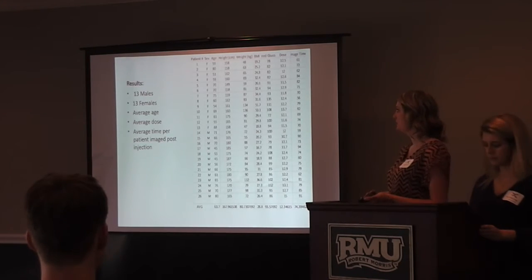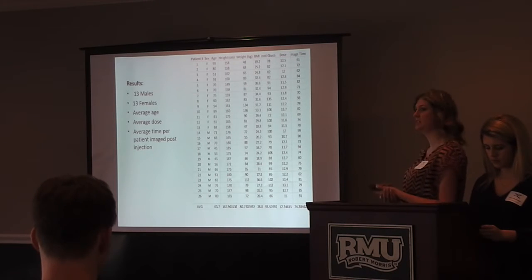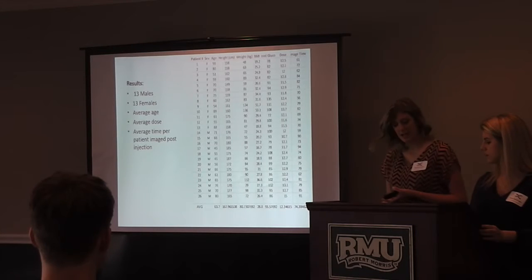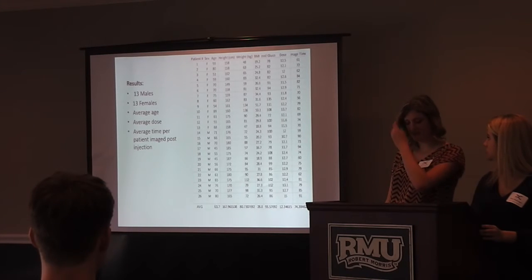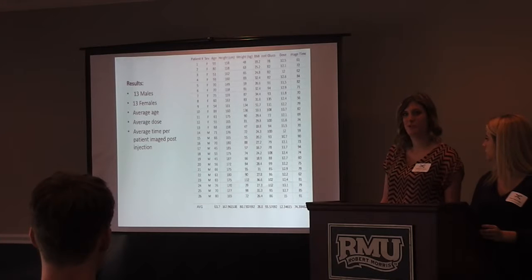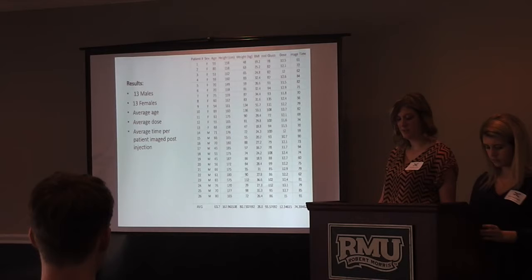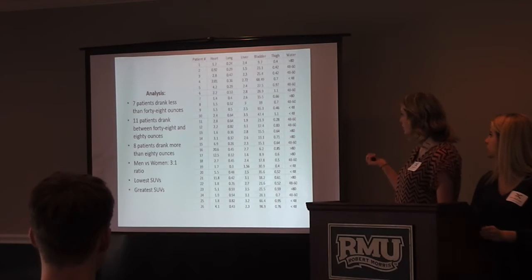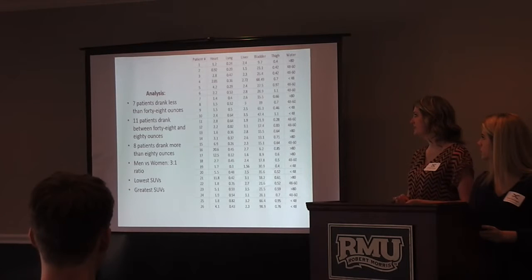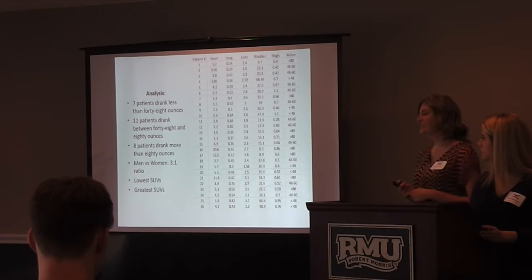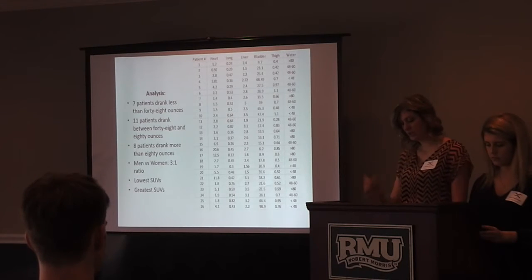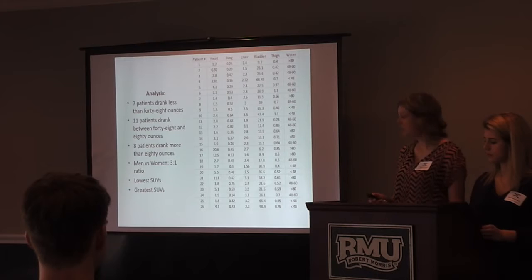This is just a comprised table that showed our 26 different patients, their age, sex, height, weight, their BMI, and their blood glucose. Our average age was 63.7. The average dose administered to a patient was 12.3 millicuries, and the average time the patient was imaged after being injected was 74.38 minutes. We had 7 patients drink less than 48 ounces, 11 between 48 and 80, 8 patients drank more than 80 ounces, and generally women had higher BMIs.